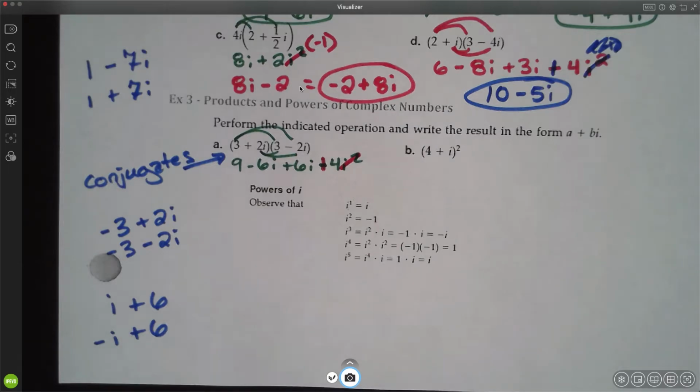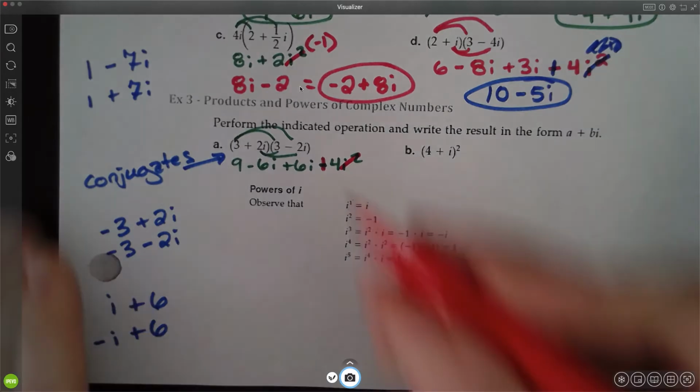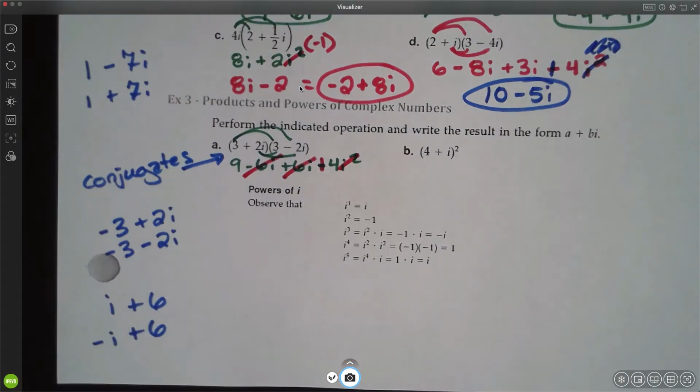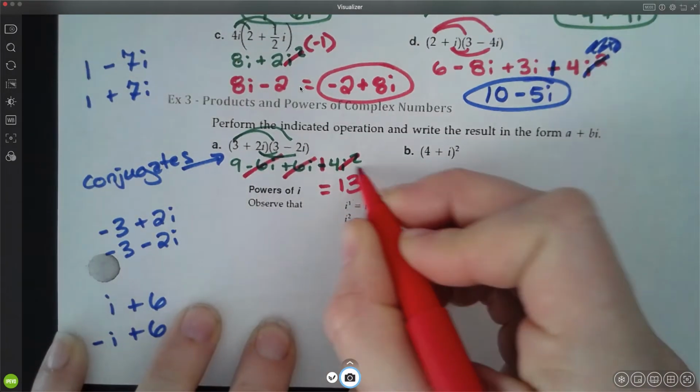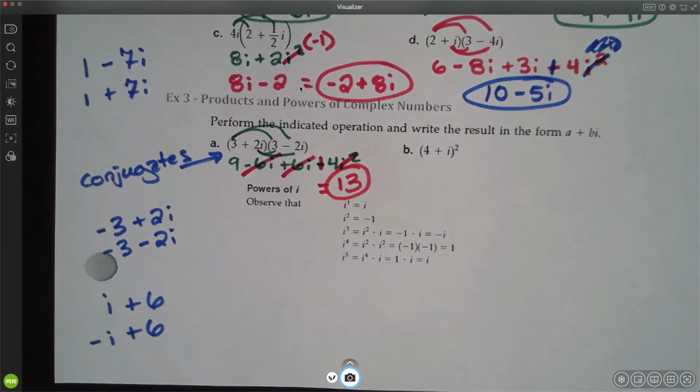Okay? So when we put that stuff together, you will notice that the middle two pieces cancel out. When you are multiplying conjugates together, the middle two pieces will always cancel out. And you will not have an i in your answer, right? What is our answer? 9. It's really 9 plus 4. So 13 is our answer. When you are multiplying conjugates together, you will only ever get a whole number. You will never get i's involved in your answer.